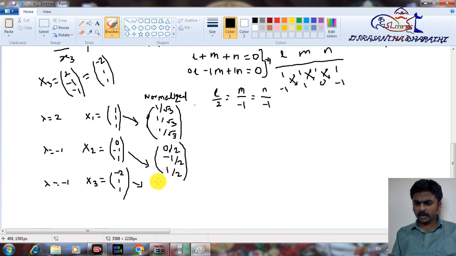And here we are taking 2 square is 4, minus 2 whole square is plus 4, plus 1 plus 1 is 6, so minus 2 by 6. Minus 2 by 6 means minus 1 by 3, but we shall write it as minus 2 by 6 itself, and here it is 1 by 6 and here it is 1 by 6.